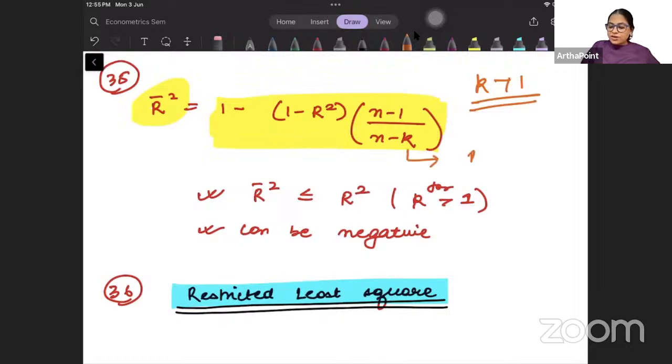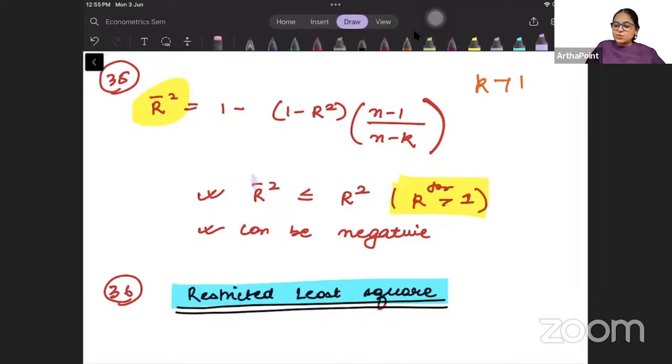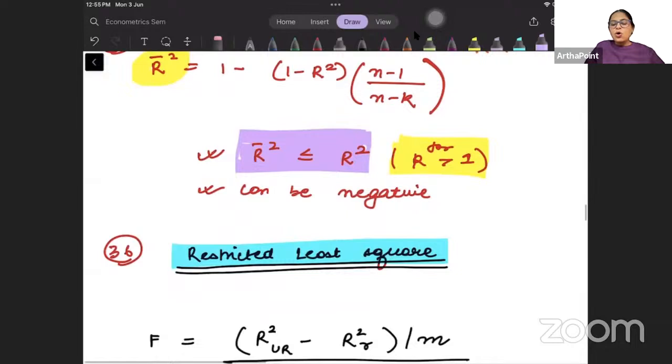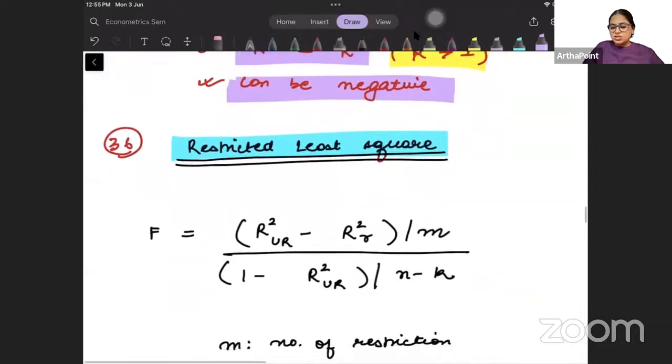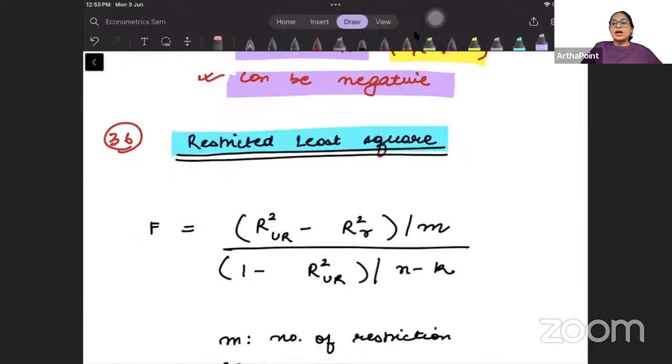देखो अगर k 1 होगा तो this will become n minus 1 by n minus 1. So it will cancel out. कोई फायदा ही नहीं है. But if number of parameters is more than 1, अगर k greater than 1 है, तो remember that adjusted R square will always be less than or equal to R square. Also remember that adjusted R square can be negative. Adjusted R square negative भी हो सकता है.